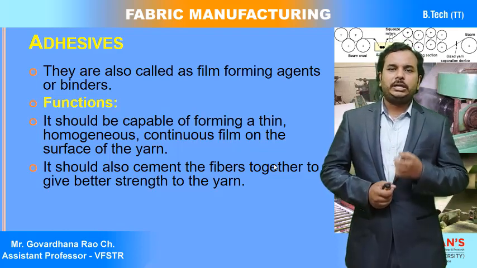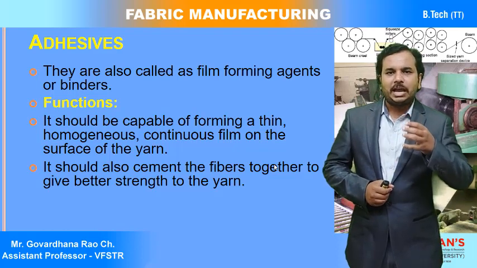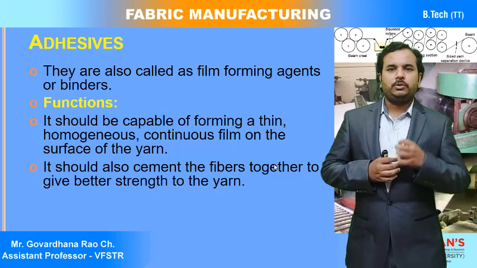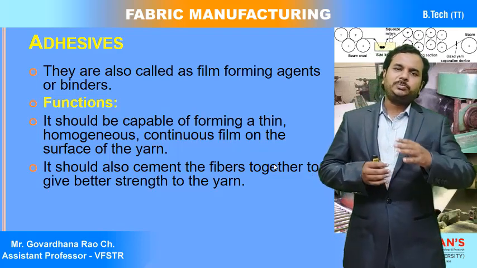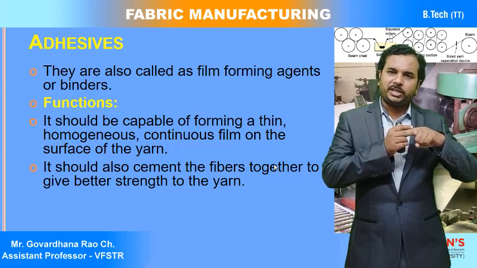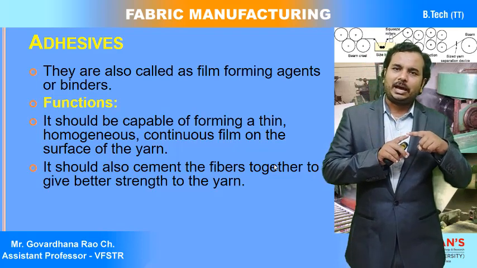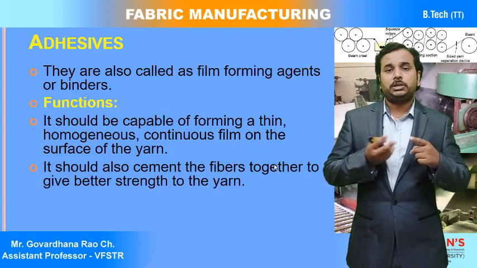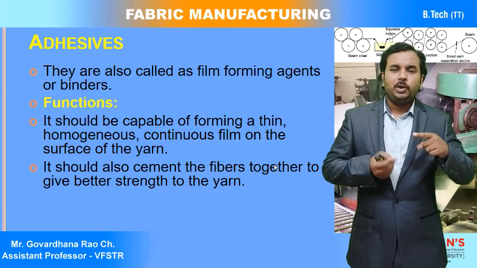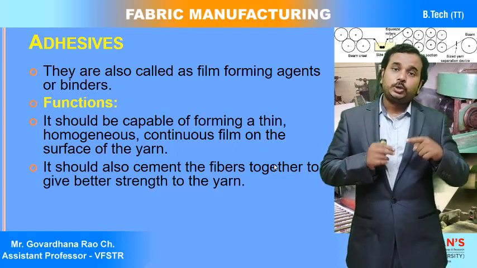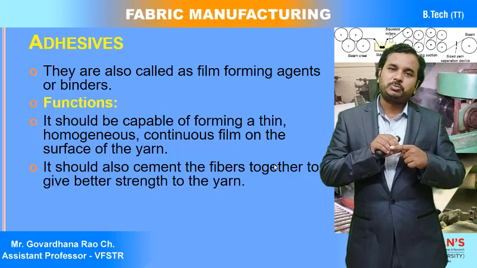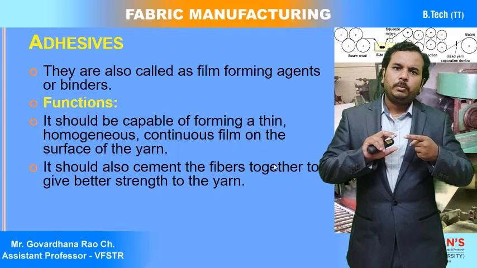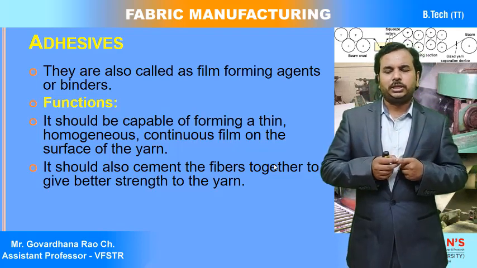For example, if you apply the size paste to the yarn, the size paste is coated on the top of the yarn surface. In the yarn we have a number of fibers, like 40 to 1000 fibers, like 100 or 200 fibers present in the yarn cross section. Fiber to fiber there is a small gap, hence we twist the fibers to impart the tensile strength.